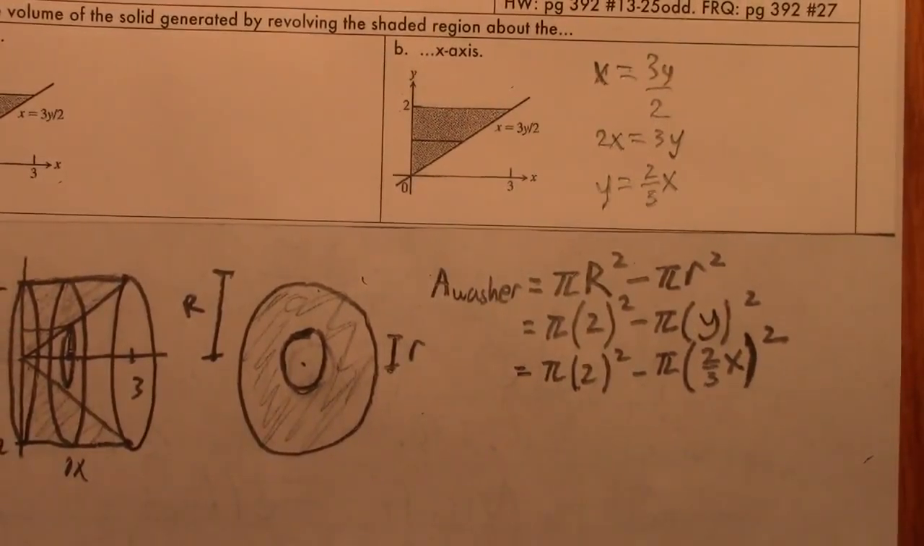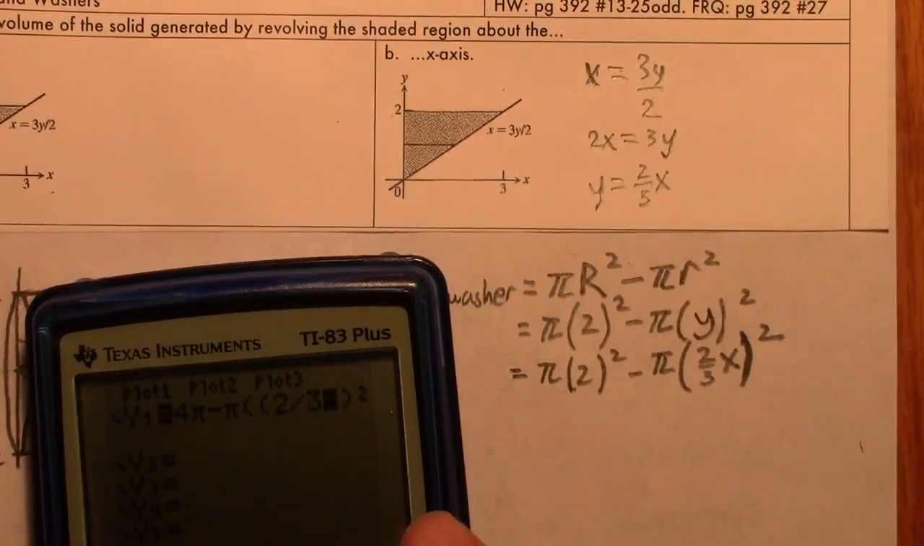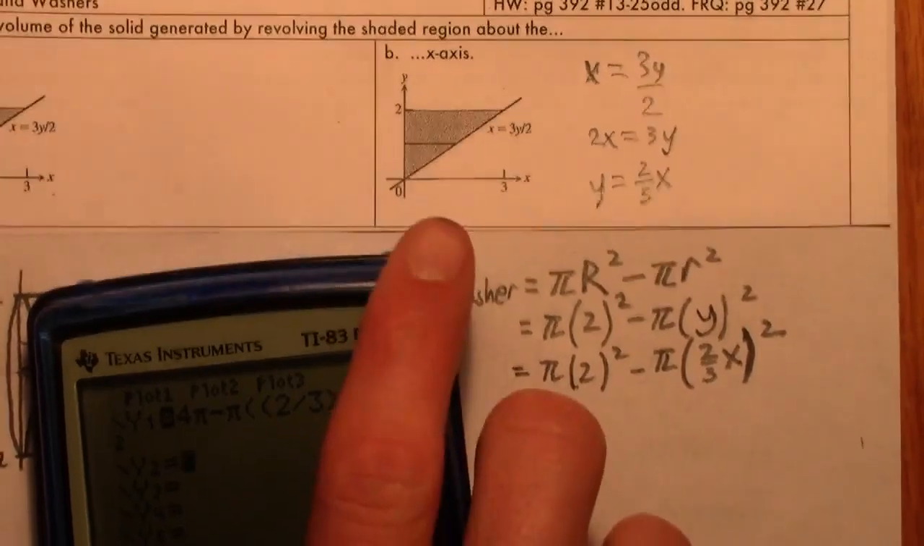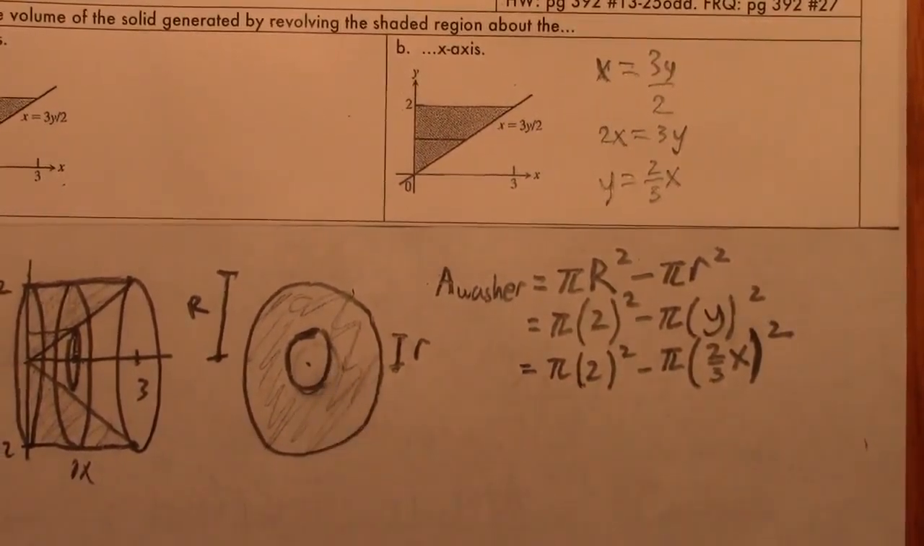And feeling a little lazy right now, I'm going to do this using the calculator. So I'm going to type in the equation. That's 4 pi minus pi, and then in parentheses I have 2/3 x squared. I might just put this 2/3 in parentheses just in case. All right, so I'm going to take the integral of this. Oh, we're not even there yet. So that's the area formula for each of these washers.